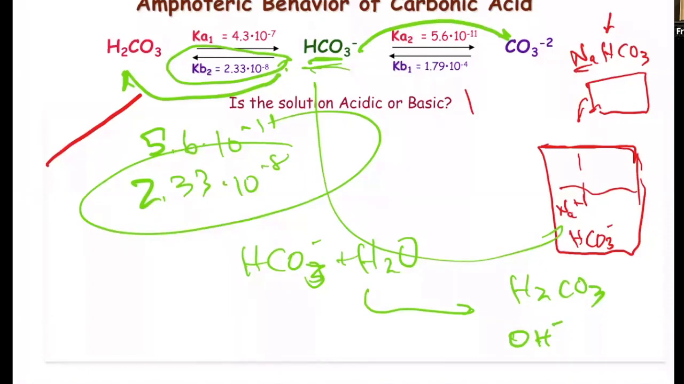This guy will give you carbonate ion, that equilibrium exists, but it gives you to a greater degree carbonic acid, and in the process of forming carbonic acid, it produces more hydroxide. Produces more hydroxide. That's why the solution is basic. Okay, so let me clear this.